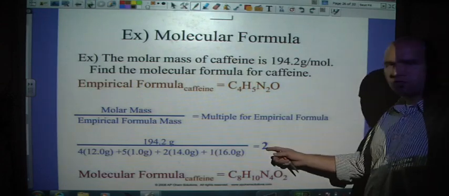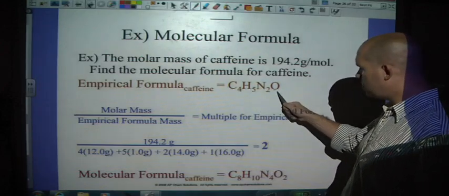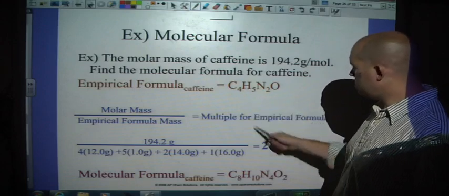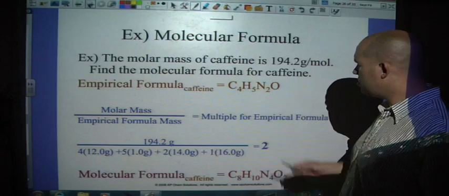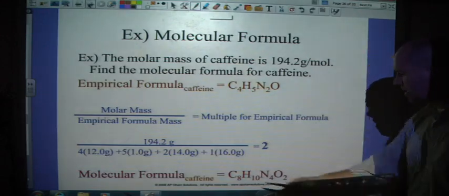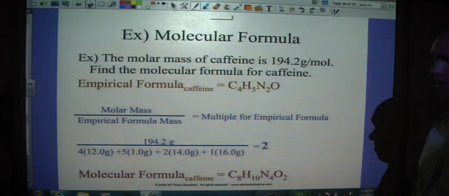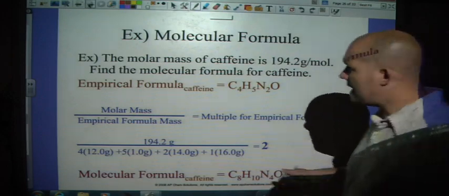Well, what do you do with this 2? You take this 2 and you multiply every single subscript, including the one that wasn't represented here. So this goes 2 times 4 is 8, 2 times 5 is 10, 2 times 2 is 4, 2 times 1 is 2. 8, 10, 4, 2. And that's your molecular formula for caffeine. There are literally 8 carbons there. There are literally 10 hydrogens, 4 nitrogens, and 2 oxygens. That's a molecular formula.